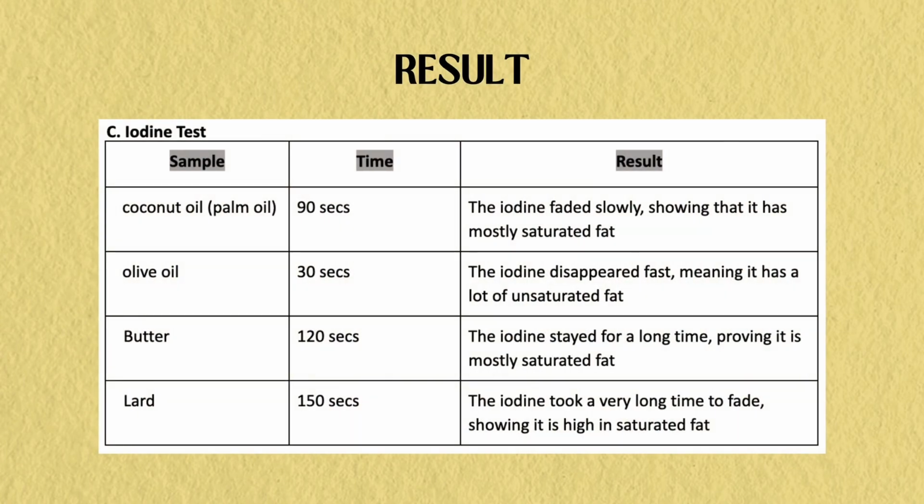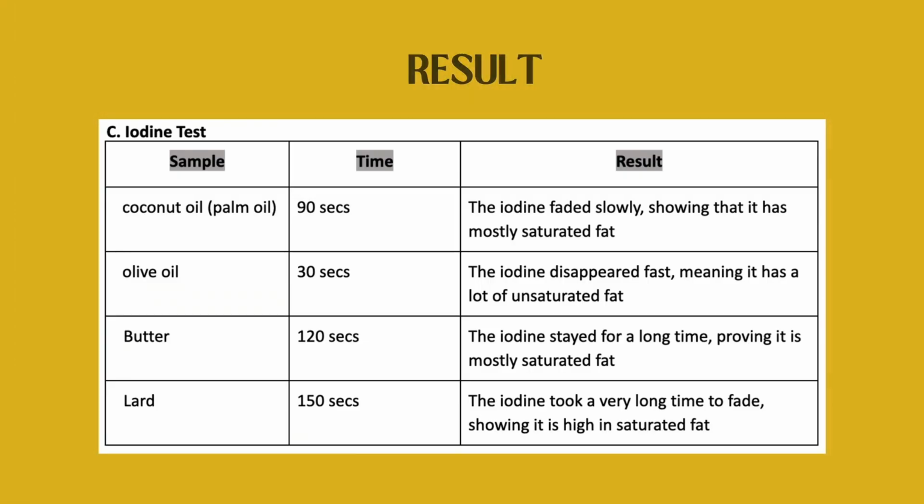For the iodine test, the palm oil took 90 seconds before the iodine faded slowly, showing that it has mostly saturated fat. The olive oil took 30 seconds for the iodine to disappear, meaning that it has a lot of unsaturated fat. The butter took 120 seconds before the iodine faded, proving that it is mostly saturated fat, and the lard took the longest with 150 seconds before the iodine faded, showing that it is high in saturated fat.